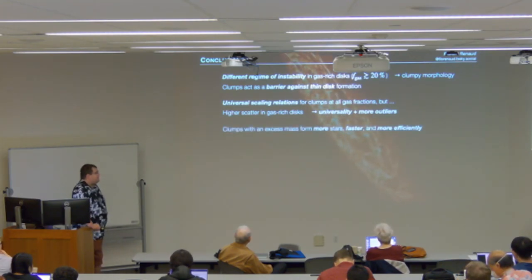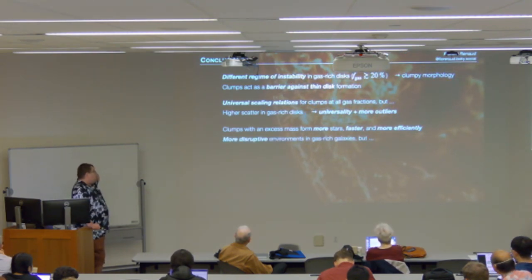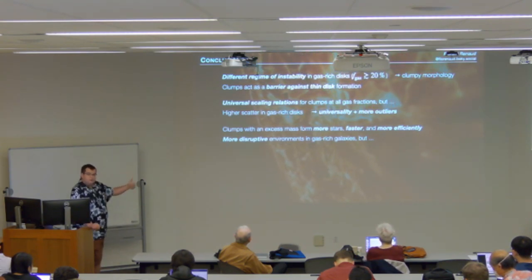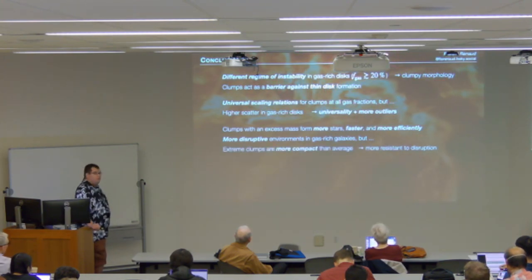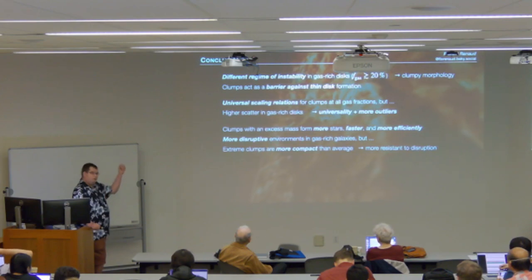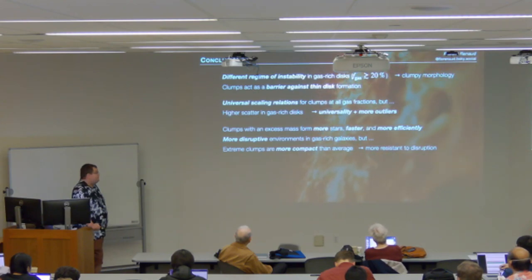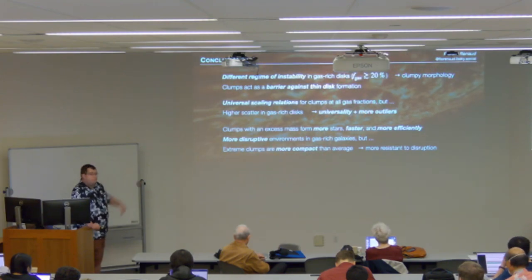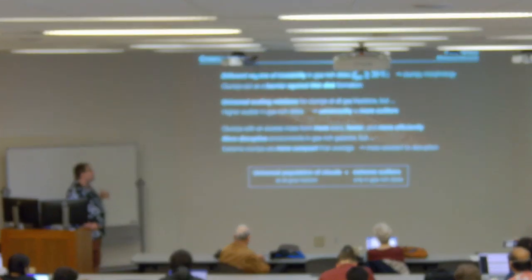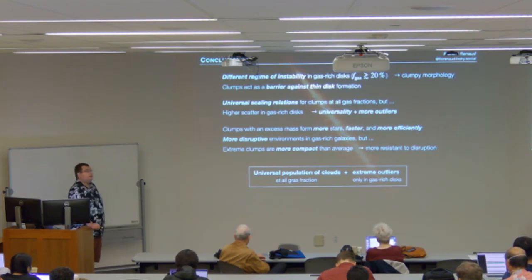Clumps with an excess mass form more stars. They form them faster and more efficiently. Also, we have more disruptive environments, turbulence, tide, shear, in gas-rich galaxies, but we have extreme clumps being more compact, probably being more crispy also than the average. Therefore, that doesn't mean that they have a shorter lifetime, but maybe they're more resistant to disruption. So if there is only one take-home message you can remember, it is that we have some universal population of gas clouds at all redshifts, plus some extreme outliers that are only found in the gas-rich regime.